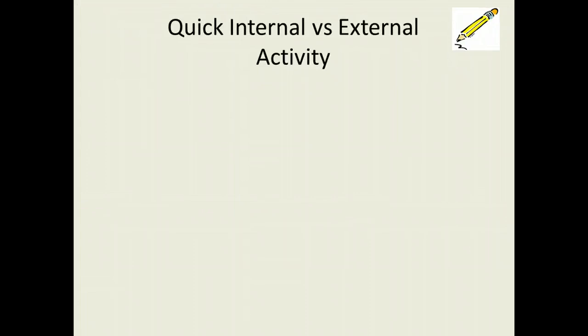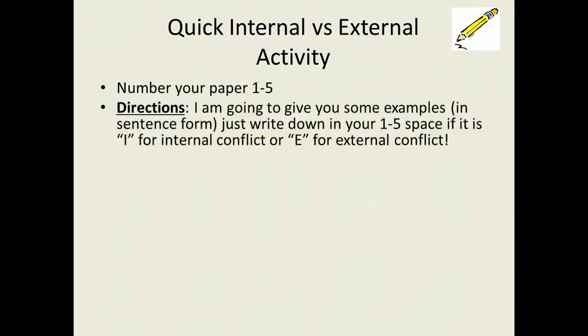Okay, so let's test your knowledge really quickly. This is a quick activity. This is not the ending activity that usually takes a little bit more time. What I'm going to have you do here is number on your paper 1 to 5. I'm going to give you some examples in sentence form, and I just want you to write down in that 1 to 5 space, an I if it's an internal conflict or an E for an external conflict.